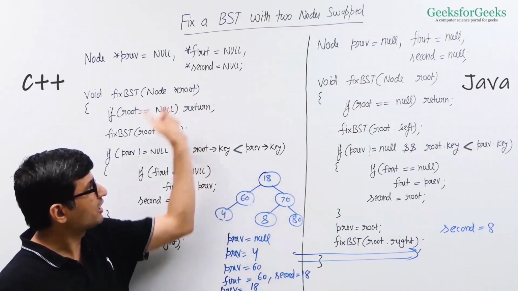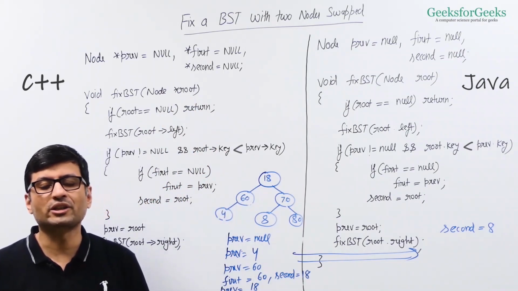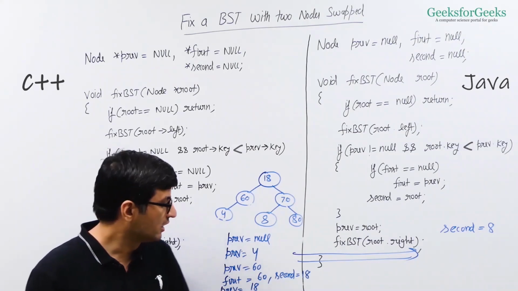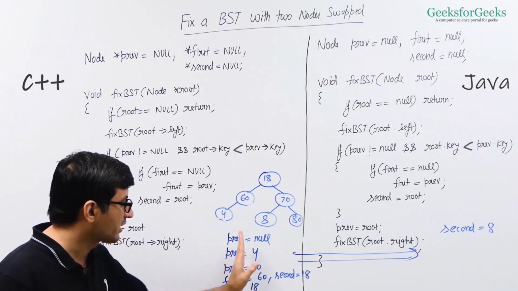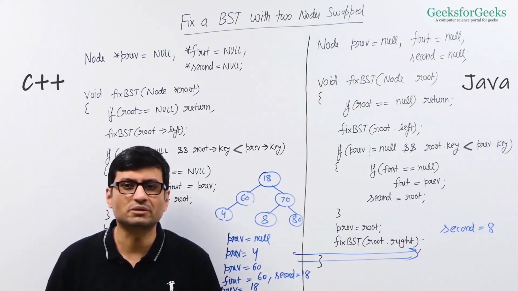So after running this code, you have the correct first and second. And after running the code, you simply need to change the data at first and second. You have a reference or pointer to them, right? So I've written here equal to, that means they are references or pointers to these values. And since we found the correct nodes, we can fix the BST.